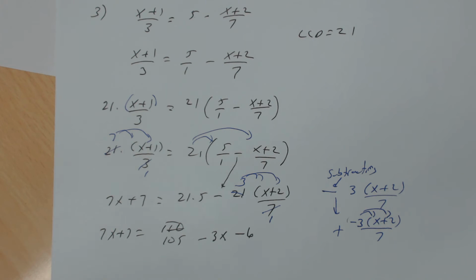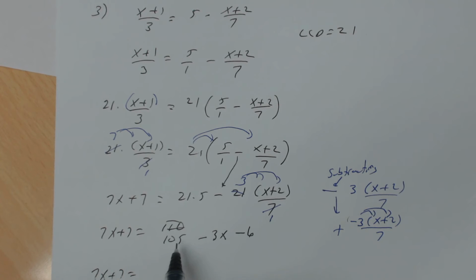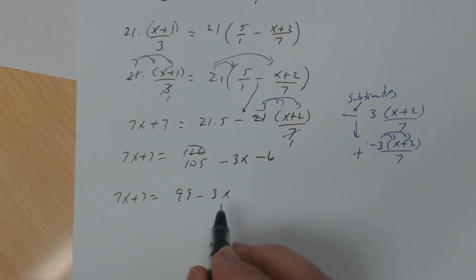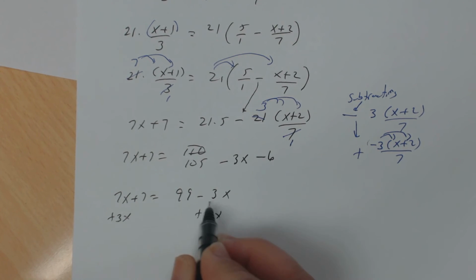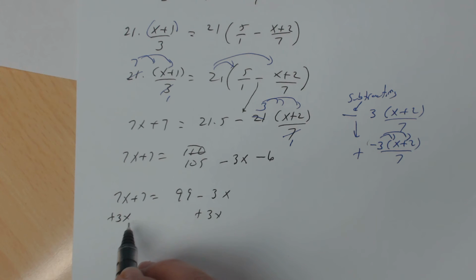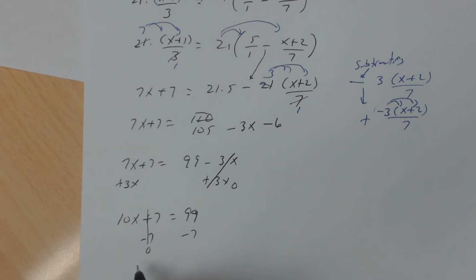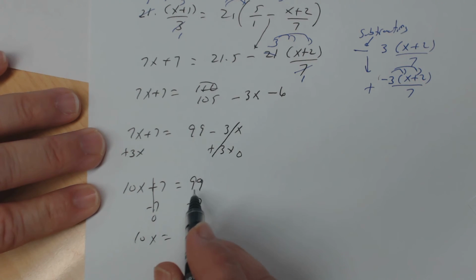All right, now combine like terms. I'm going to get 7x plus 7. Over here, 105 subtract 6 is 99 minus 3x. Okay, let's bring the variables to one side, constants to the other. So add 3x to both sides. Right now I'm subtracting 3x, so the opposite is to add 3x. 7x plus 3x is 10x, so I get 10x plus 7 equal. When I combine like terms over here, 3x and a negative 3x is 0. 99 and 0 is still 99. The next step, subtract 7. Combine like terms. I get 10x equal 99 minus 7 is 92.